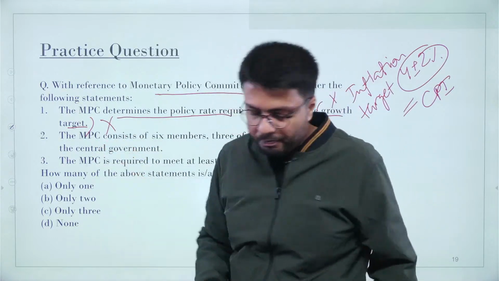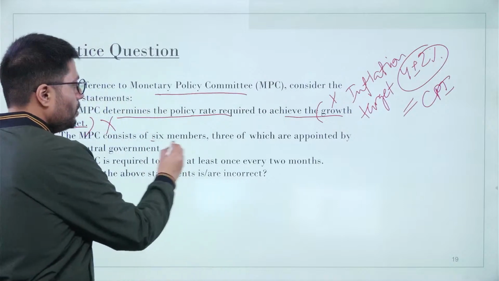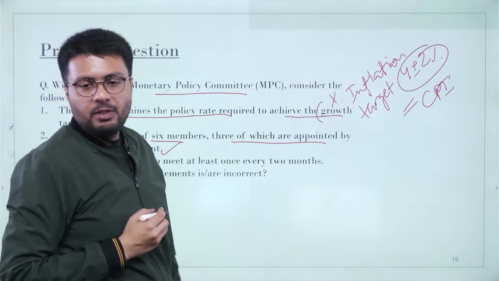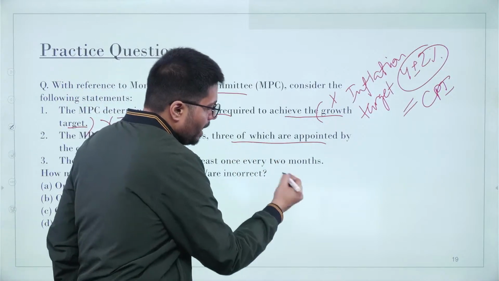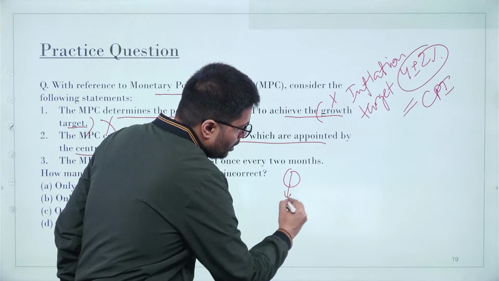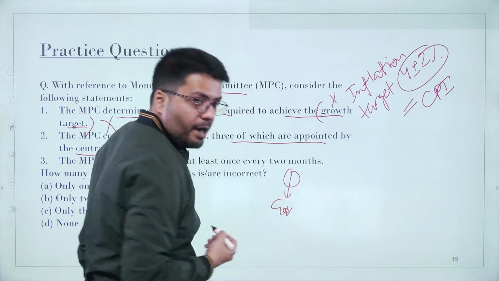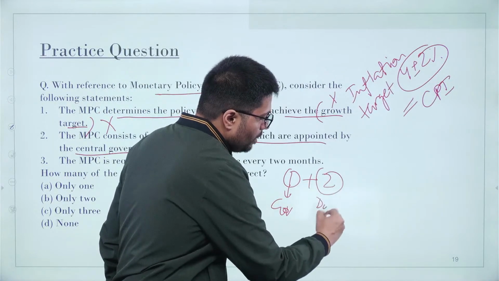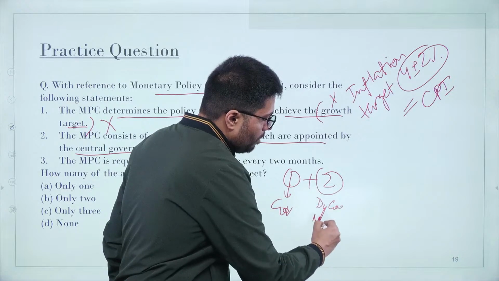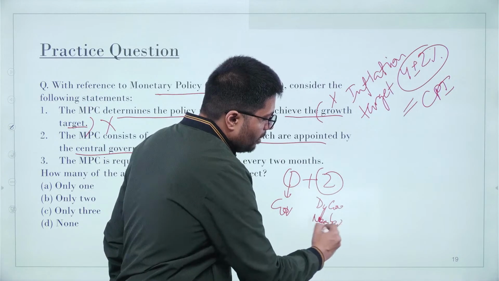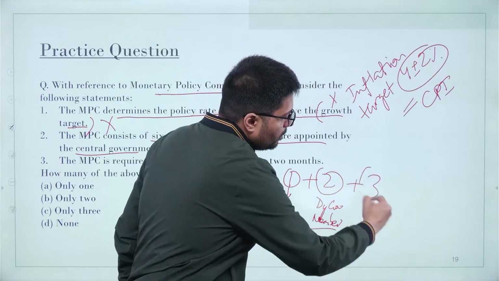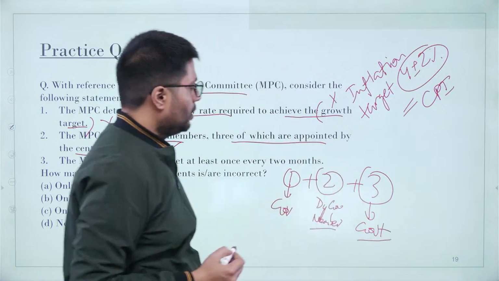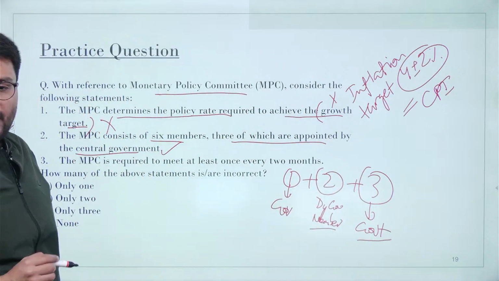Now MPC consists of 6 members, 3 of which are appointed by the central government. I've already highlighted this. This is a correct statement because MPC has the RBI governor, who acts as the head of this monetary policy committee, plus 2 members from RBI, which is one deputy governor and one member appointed by the governor, as well as 3 members who are appointed by the union government. So the second statement here is a correct statement.